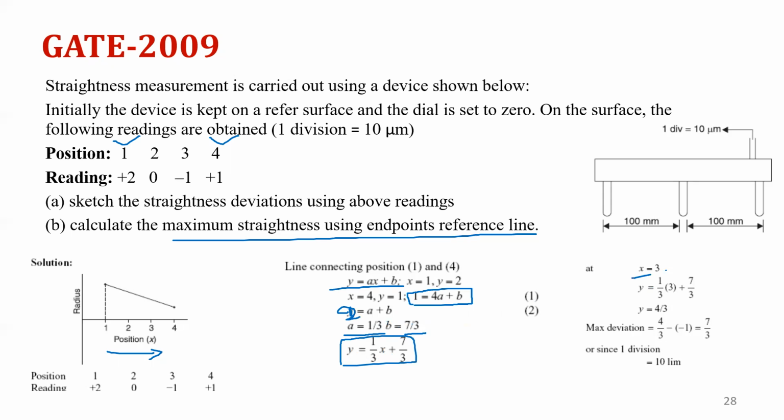Now at x is equal to 3, what you will get? y is equal to 4 by 3. So maximum deviation is equal to 4 by 3 minus of minus 1, that is equal to 7/3. Since 1 division is equal to 10 micrometer, the deviation is obtained accordingly.